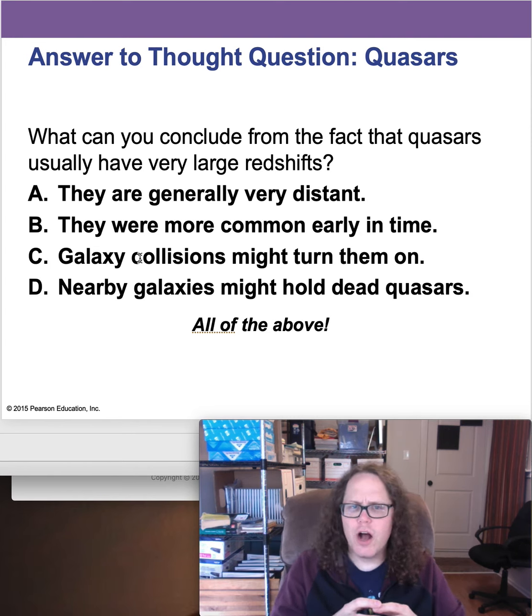So these jets, as they're called, are sometimes larger than galaxies themselves. They go all straight out of the galaxy that they're in. And when particles spiral around magnetic field lines, they often emit radio waves. And so that's why these galaxies tend to be radio loud, the galaxies with big jets.